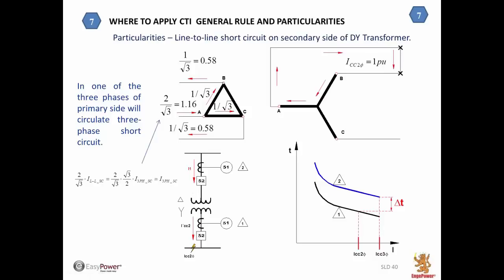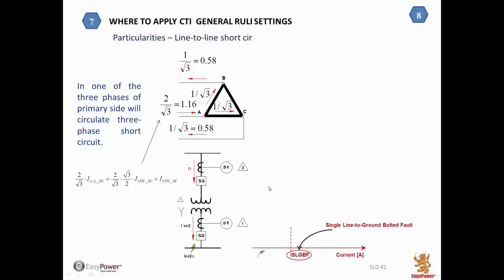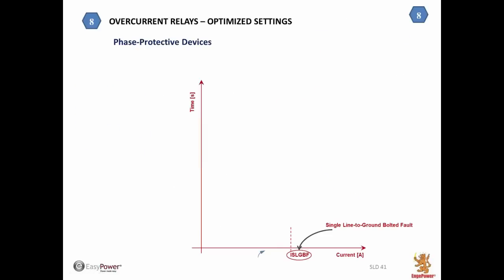The meaning is also that the secondary side relay is seeing a B-phase short circuit, and the upstream relay is seeing the 3-phase short circuit. So the coordination time is not applied to the 3-phase short circuit, but between the B-phase for device 1 and the 3-phase for the device upstream. This is a very important situation. Overcurrent relays, in part 8, we're going to see overcurrent relays optimized settings.